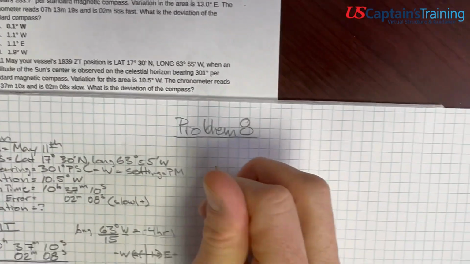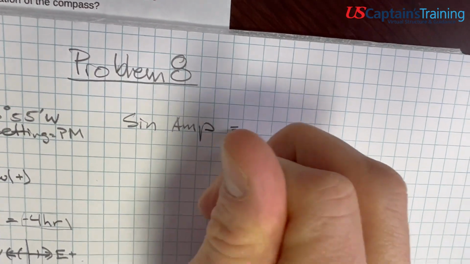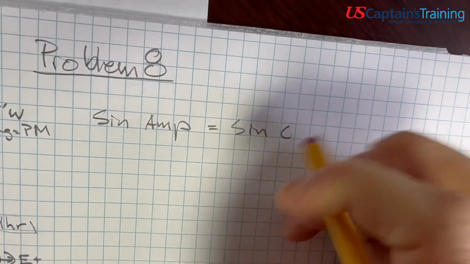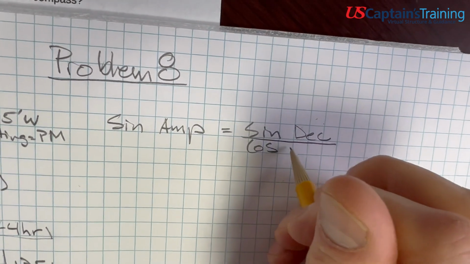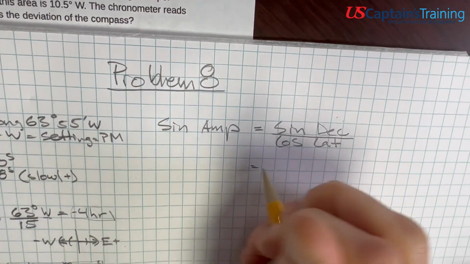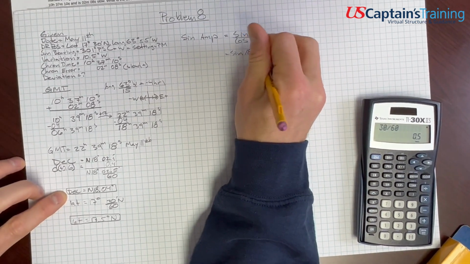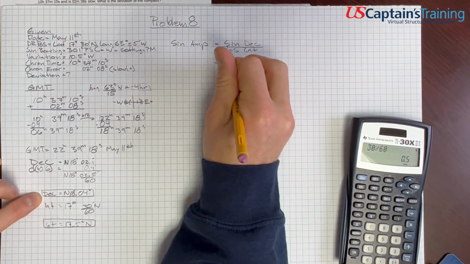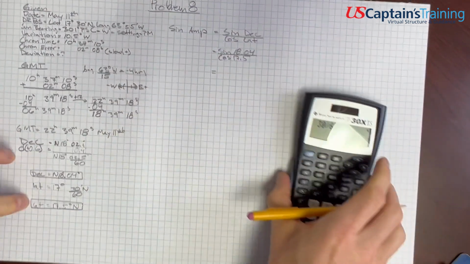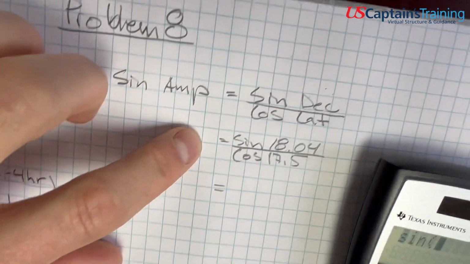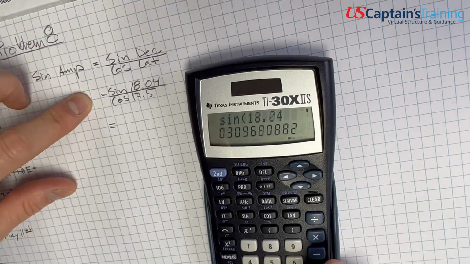Up here, we're going to say sine amplitude equals sine declination divided by the cosine of latitude. So we'll set this up: the sine of our declination, 18.04, over cosine of 17.5. Let's punch these in. Sine 18.04 equals 0.30968.